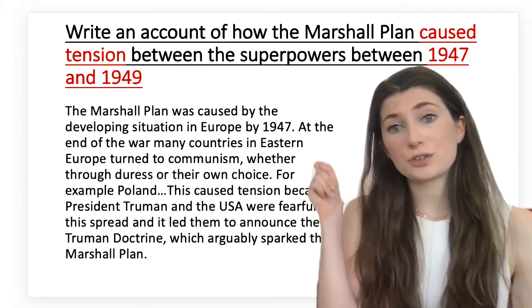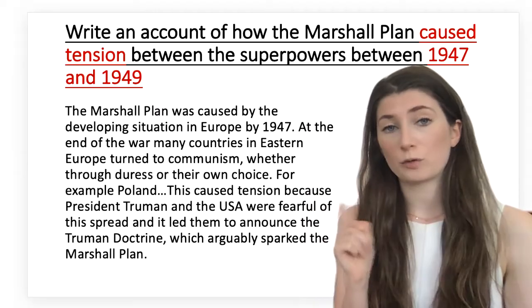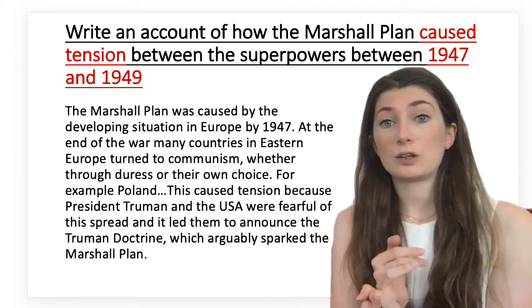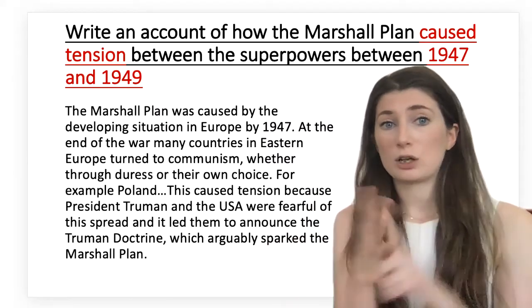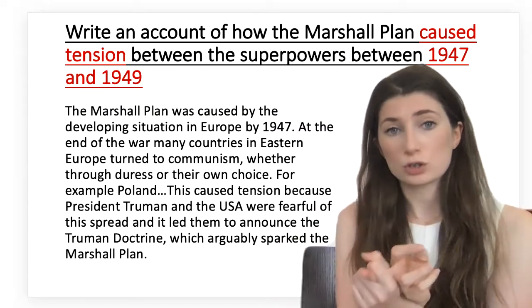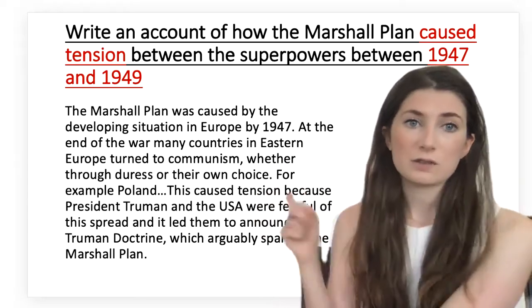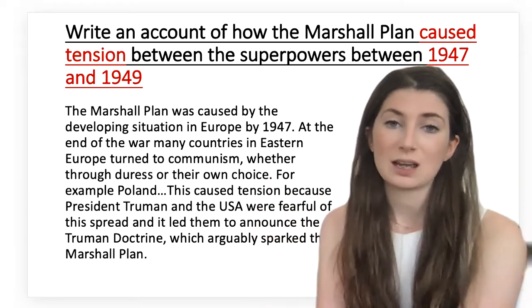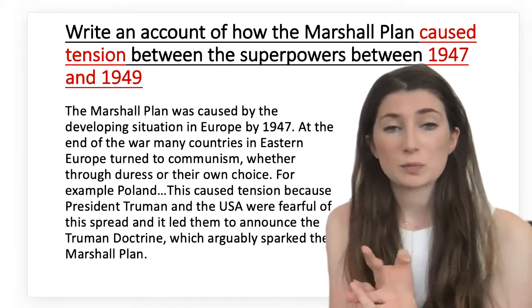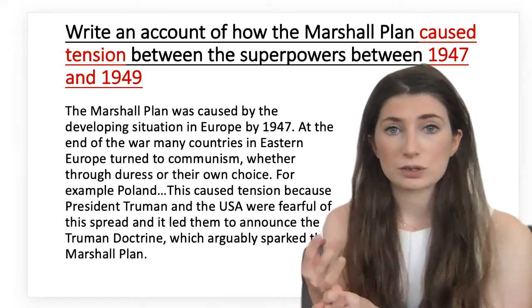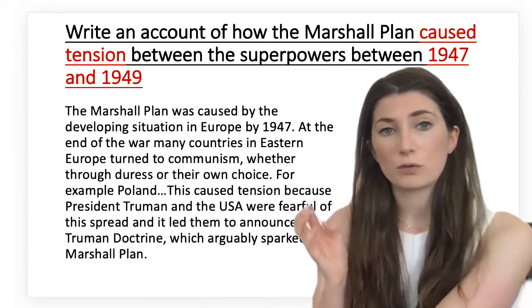Okay, so do you see that even in that short example of paragraph 1, I have included some specific knowledge, I've included 2 of the main causes, and I've told you how one links to the other and how both of them cause tension. Now, I think for this example, we need a couple more sentences here to explain the Truman Doctrine, to explain how that really caused tension. But it's just an example for you, okay?